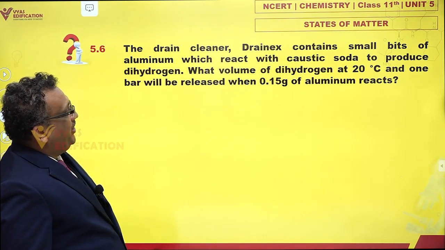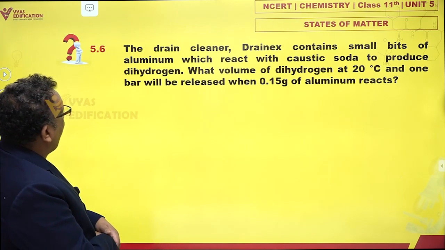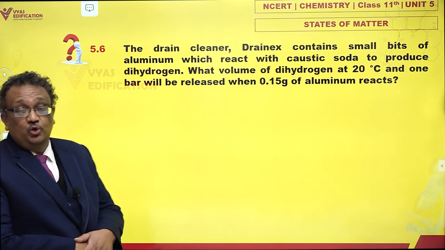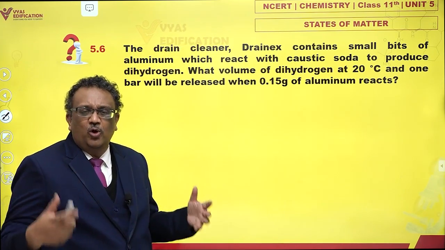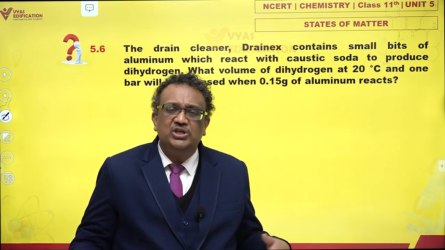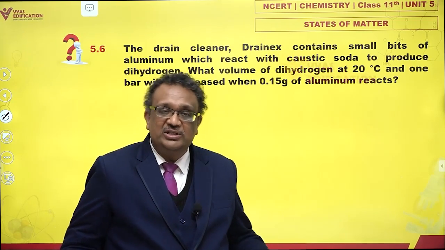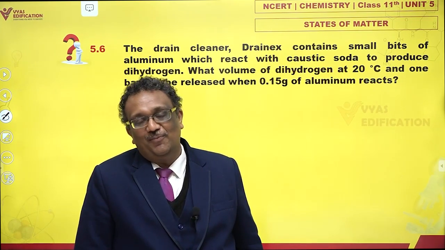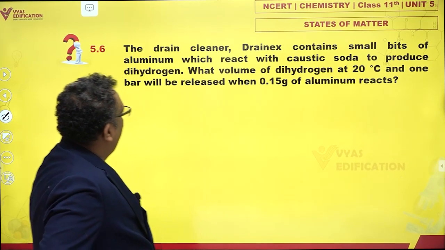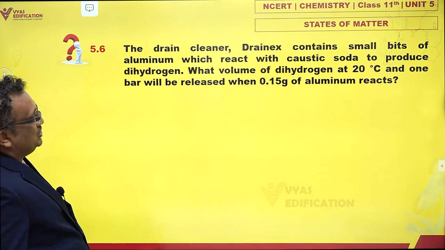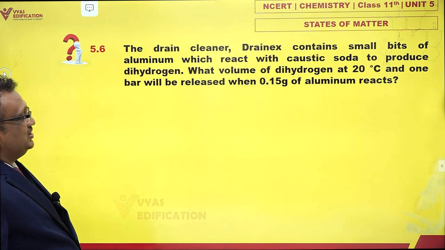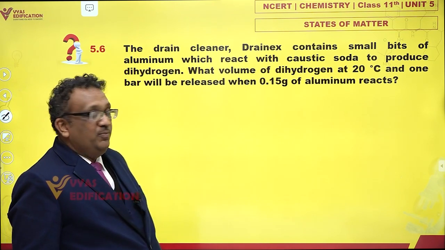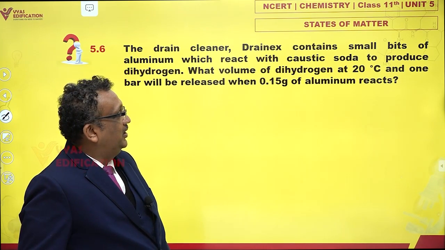The drain cleaner DrainX contains small bits of aluminium which react with caustic soda to produce dihydrogen. Now they are talking about DrainX, they are talking about caustic soda, hydrogen, aluminium. All that may look scary, but actually this has nothing to do with our problem. Let's read ahead. What volume of dihydrogen at 20 degrees Celsius and 1 bar will be released when 0.15 grams of aluminium reacts? Oh my God.